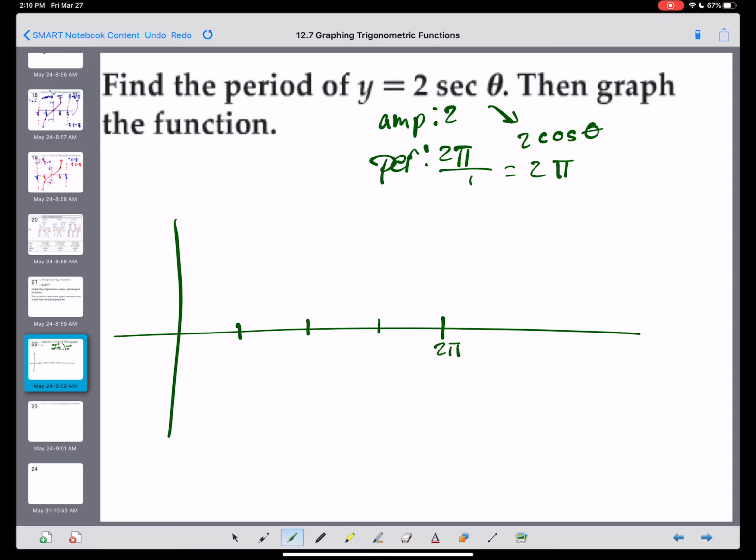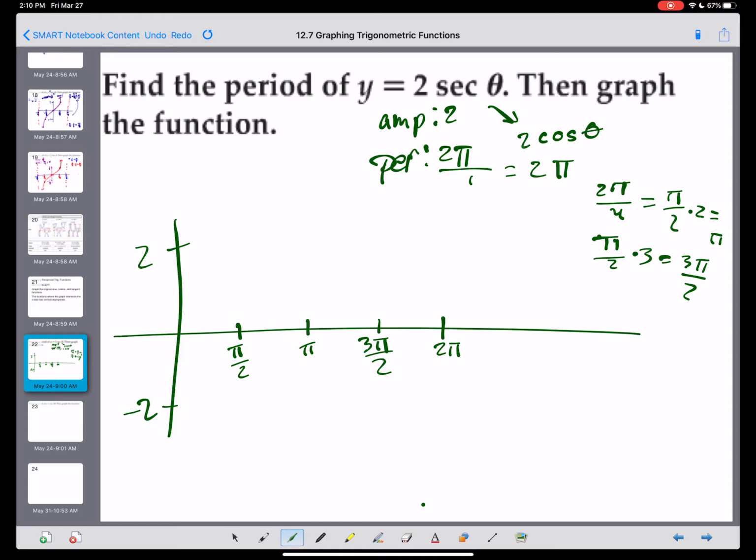2 pi here. To find that first coordinate, you want to take 2 pi, divide by 4, which is pi over 2. Take that, multiply by 2 to get pi. To find the third one, you take pi over 2 times 3 to get 3 pi over 2.